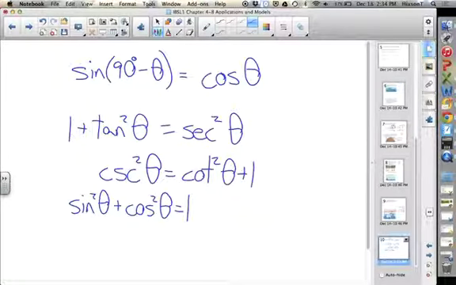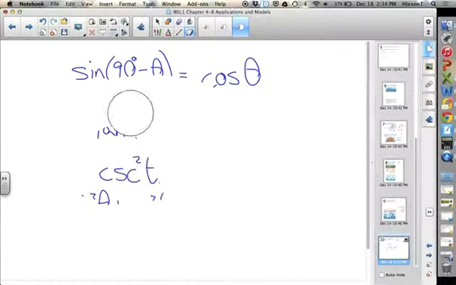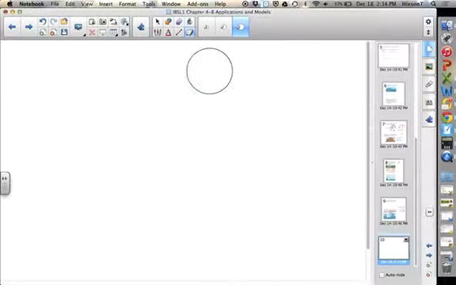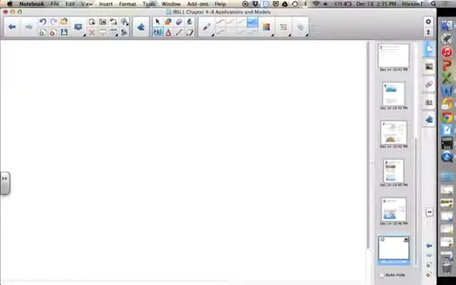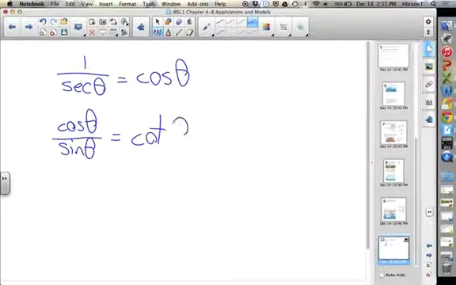How about this? What if we have 1 over the secant of theta? That's cosine. What if I have cosine over sine? Cotangent. Good, cotangent.